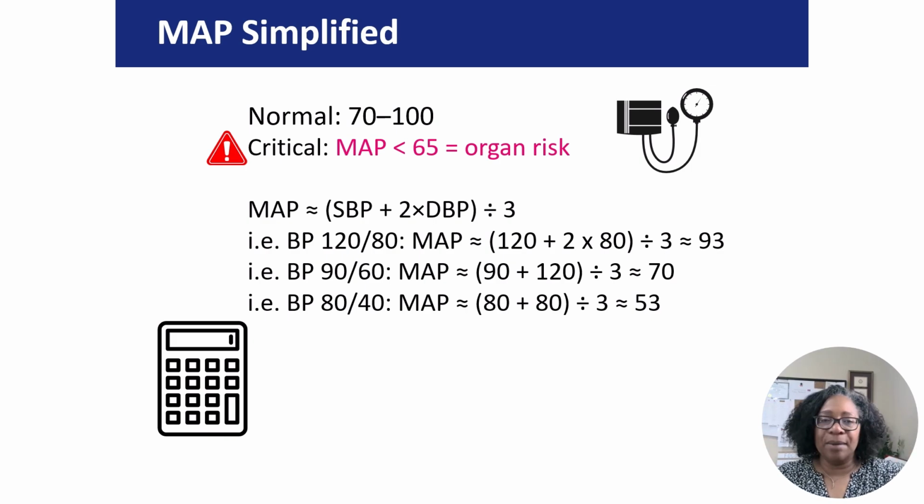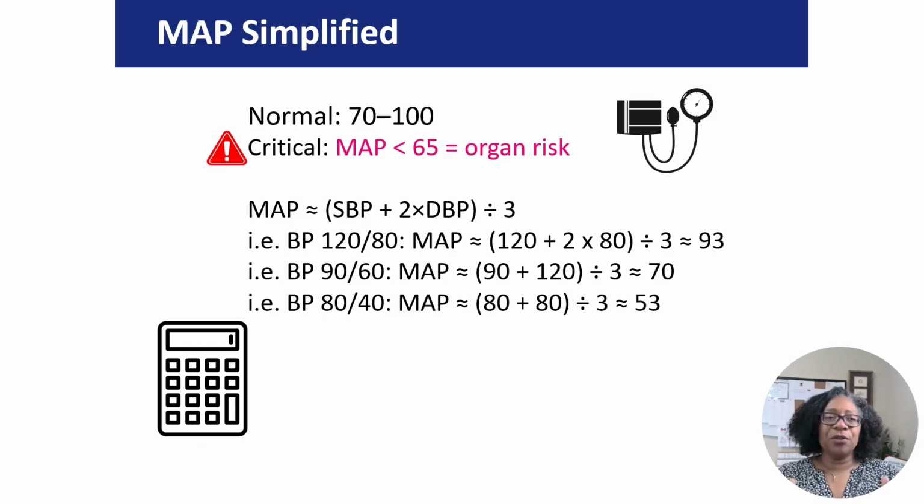Okay, so here's an example. If your patient has a blood pressure of 90 over 60, right? And you plug those numbers in. Remember, multiplication comes before addition and subtraction. So you're going to take that 2 and multiply it by your diastolic blood pressure. So that would be 120. And then you would add it to the systolic blood pressure, which is 90. You take those two numbers, add them together, and divide it by 3. So if a patient has a blood pressure of 90 over 60, their MAP is going to be approximately 70. Now the range is 70 to 100, so it's still within the normal range, borderline, but acceptable.